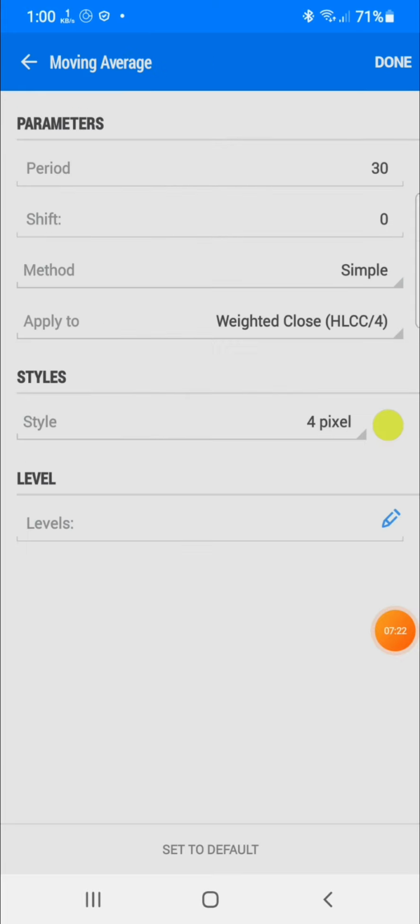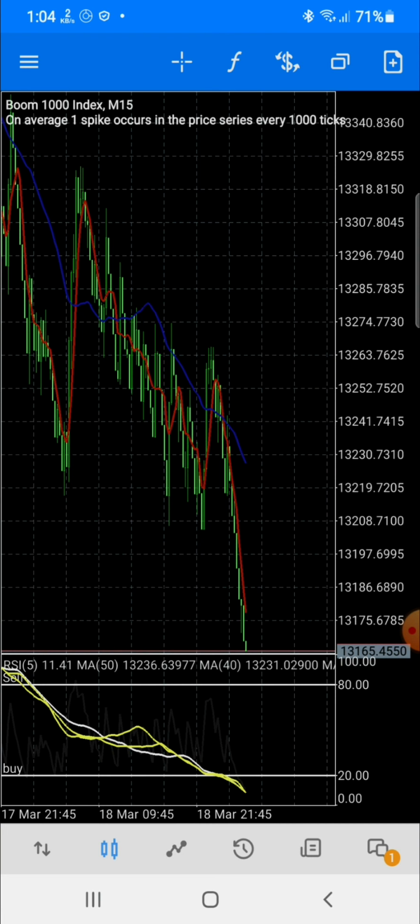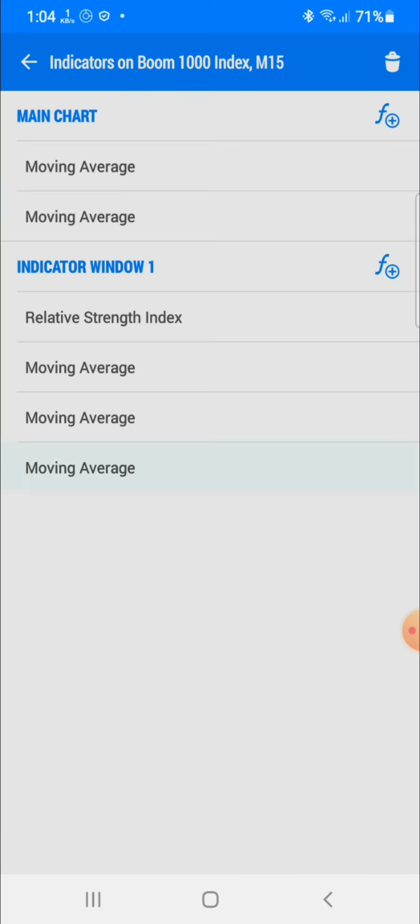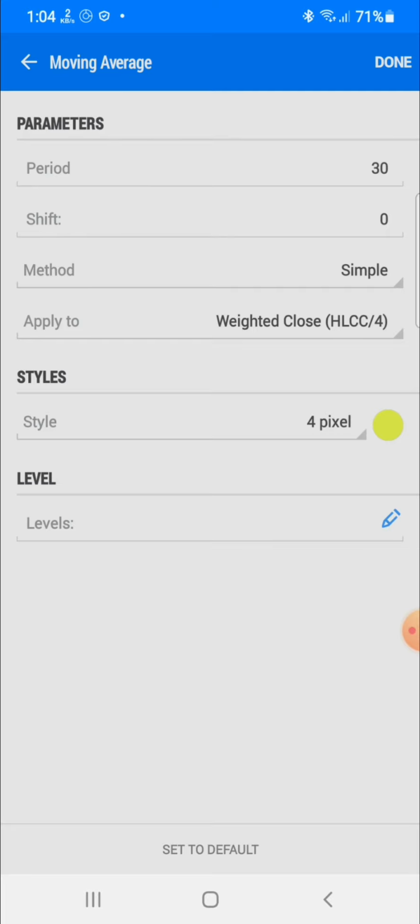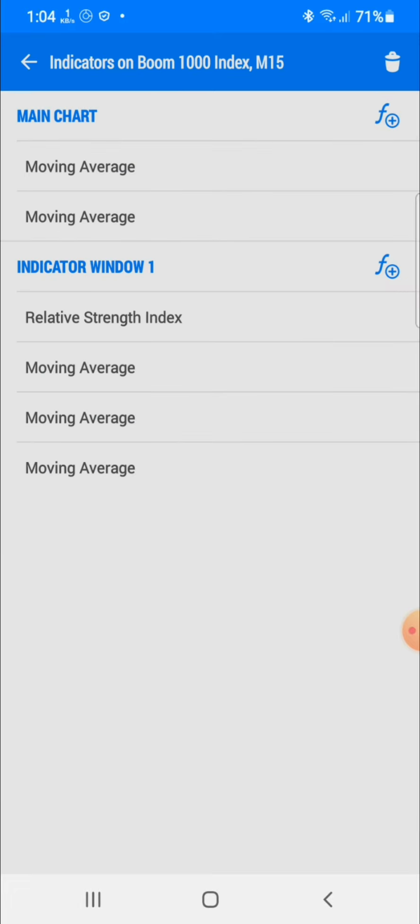We want them to be so close to each other for confirmation, because on our main charts we have to make sure all three moving averages are below the 20 level before you take your entry. Okay, you want to be very careful about that. So that is why we are making the periods 50, 40 and 30, all weighted close, and these are just the settings you would need.